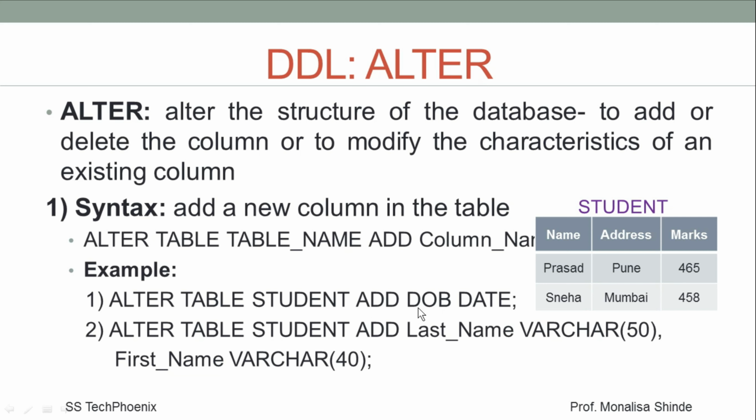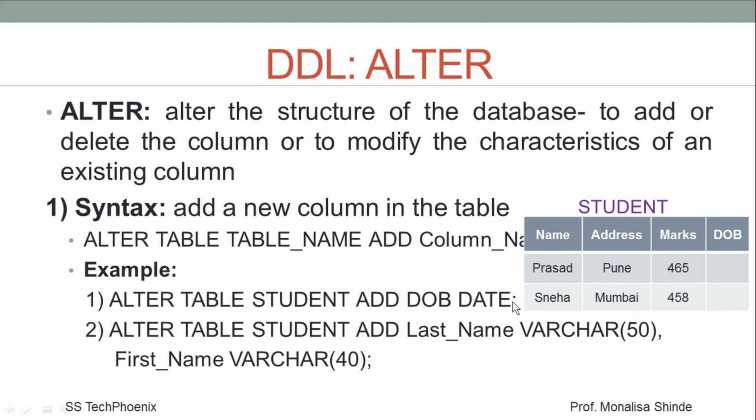Whenever that operation is performed, changes will be like this. Name, address and marks were the previous columns and now this DOB, date of birth, column will be added newly into the table. So with the help of the alter table command, we have modified the structure of the table and we have added the new column into the table.